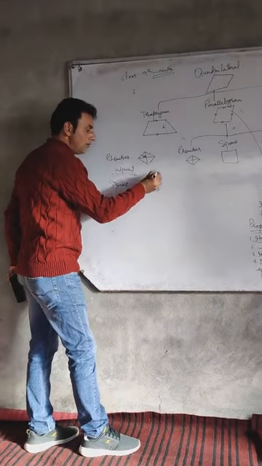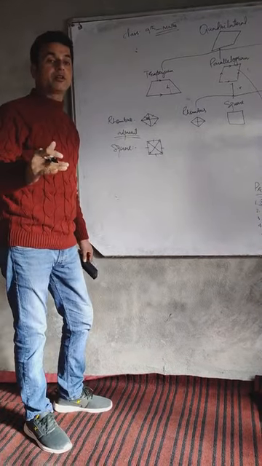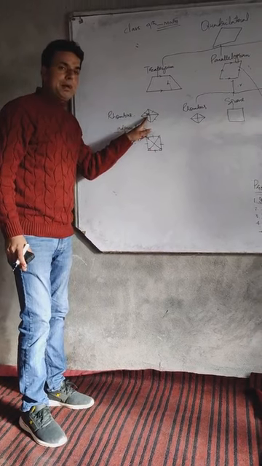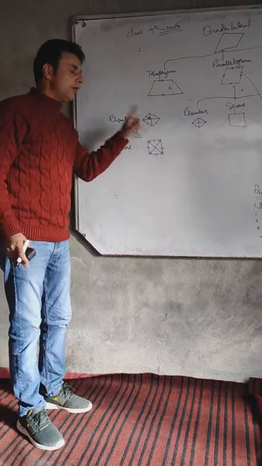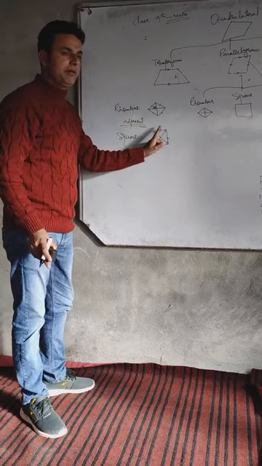And there is one more property. The diagonals of a square are also equal. If you check the properties of a parallelogram, sorry, this rhombus: in a rhombus every side should be equal, so that is in the square as well.